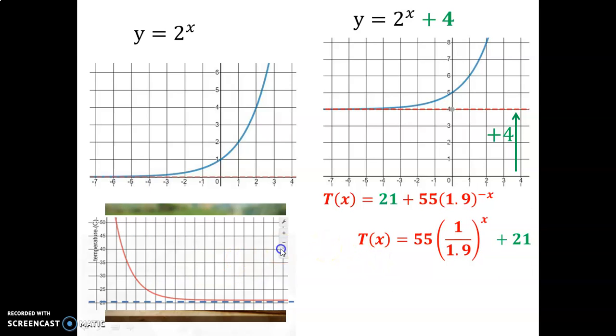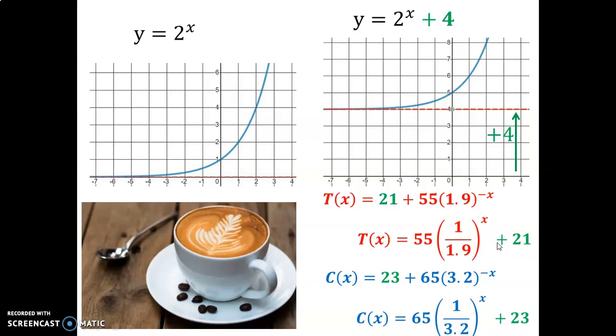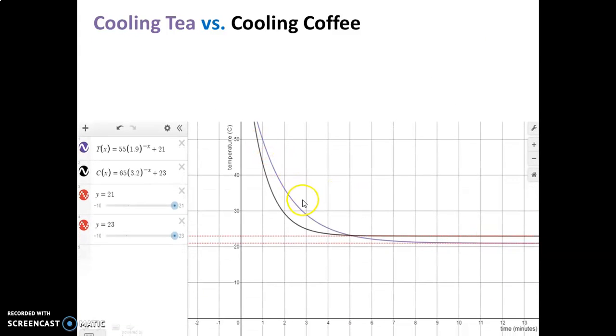So now let's switch from tea to coffee. Here is the function for the coffee cooling. Rewrite that in the form like we see here. And now check your work carefully. Now let's graph the coffee and tea together to compare. Here they are. Purple is tea, black is coffee. Looking at the graphs carefully, answer these questions.